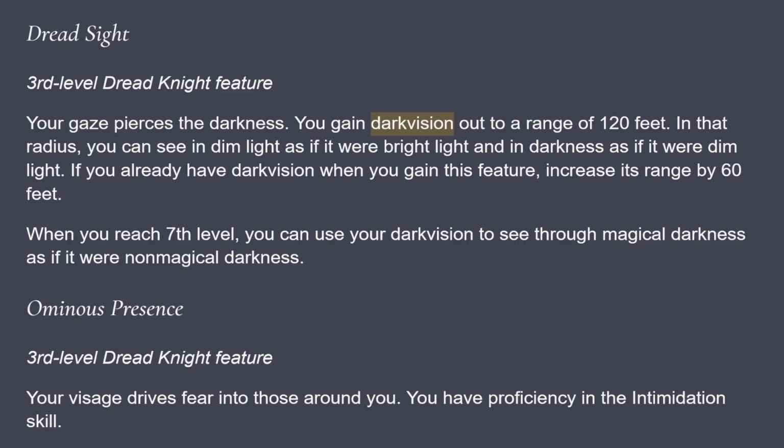And they include the feature that if you already had darkvision, you get an extra 60 feet. So that's nice. You could have like 180 feet if you play the right species. And then this is really great. When you reach 7th level, which is when you get your next fighter subclass level up, you also convert your darkvision to see through magical darkness. So you essentially get the Devil's Sight Warlock invocation to see through magical darkness for free at level 7 with your Dread Sight. So that's pretty great.